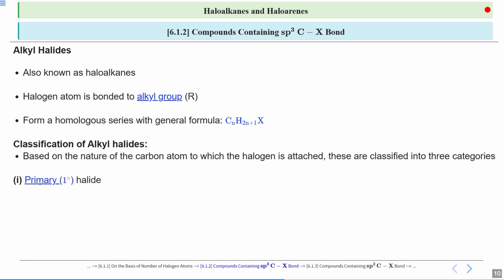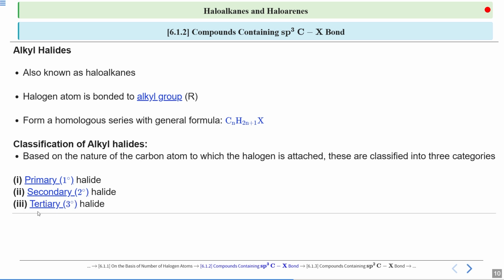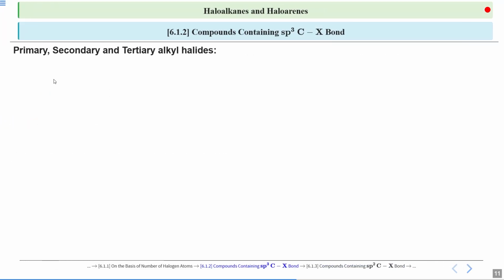So, the first category is primary halide. We also write it as 1 degree. Okay, primary or 1 degree halide. What does it mean? We will see. The second category of classification of alkyl halide is secondary halide or 2 degree halide. Similarly, the last one is tertiary halide, that is 3 degree halide. I hope you know what primary, secondary, and tertiary halide refer to. If you don't know, we will see that. So let's talk about the classification of alkyl halide, that is primary, secondary, and tertiary alkyl halide.